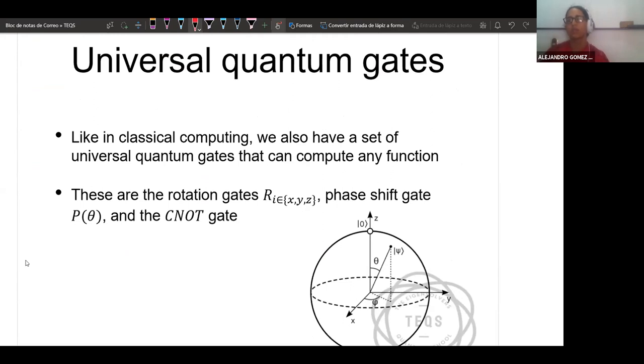So this is just to mention that there are also universal quantum gates, as in classical computing. So you can build any transformation from some particular set of gates. So that's a universal set of quantum gates. And those gates are the rotation gates. As I told you, you're going to see those later, so don't worry. This is just mentioning them. A phase shift gate and a CNOT gate. We already saw the CNOT gate, so that'll be it.